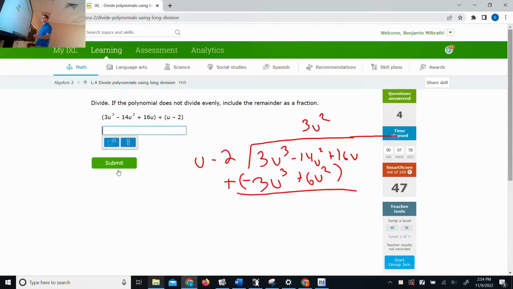We add down, there are no u cubes, there are a negative 8u squared. It's always that 5th grade skill about adding negatives. It just throws kids off. We carry down our 16u.